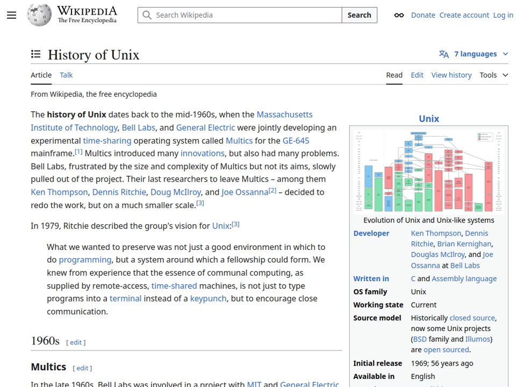Okay. Those were used internally. And then they started promoting PWB UNIX 32V and V7 externally. And they noticed that external usage really increased. Okay. So it went from over 800 systems in 1980 to more than 2,000 in 1981.